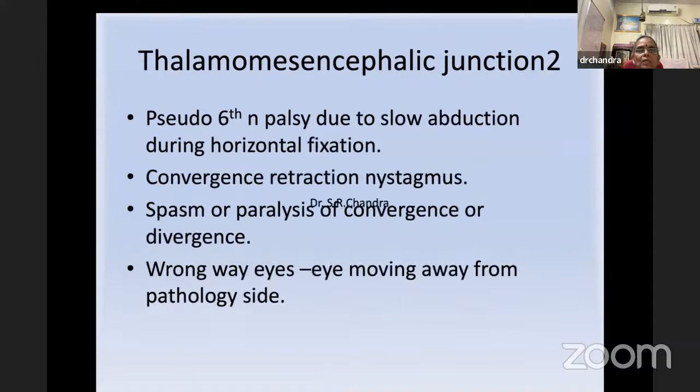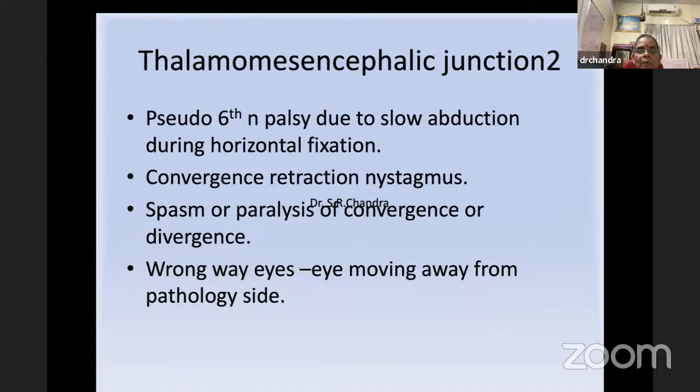Then you have got the thalamo-mesencephalic junction convergence spasm, that is called a pseudo sixth nerve palsy. Convergence retraction nystagmus. When there is a disconjugate matching of convergence and retraction, it results in convergence retraction nystagmus.